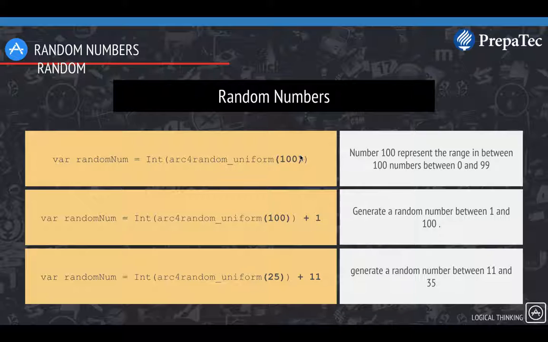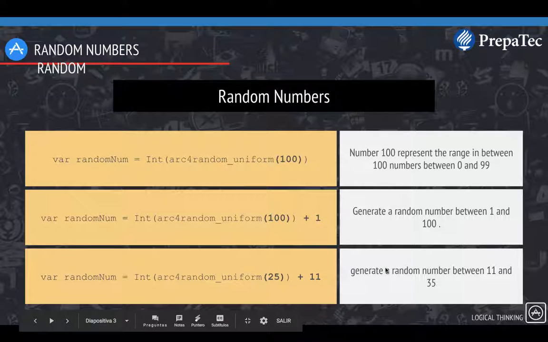Since in computer programming 0 is viewed as a number, everything would go from 0 to 99 in this case. So if we would like to get a random number between 1 and 100, we have to add a 1 here. And this is another example. This one would get you 0 to 24 as a random number, plus 11, it would be 11 to 35.